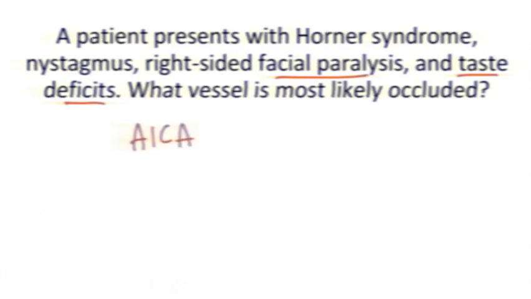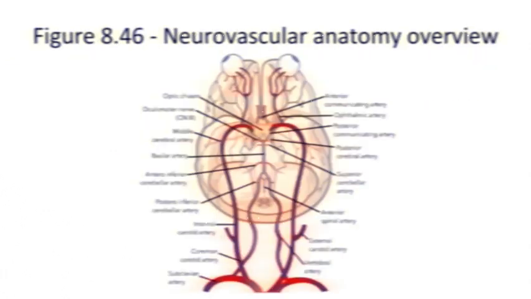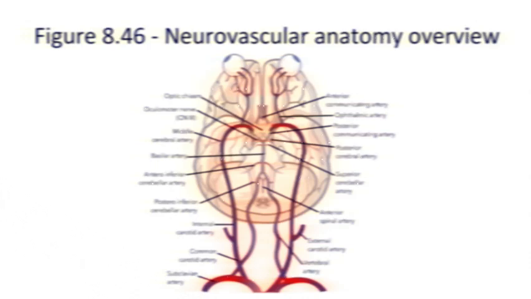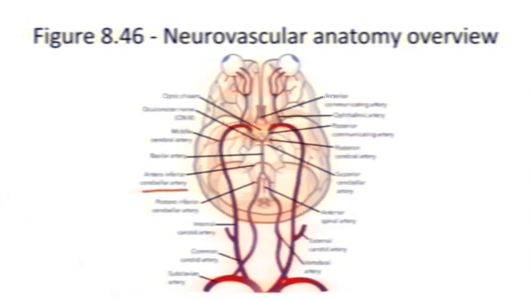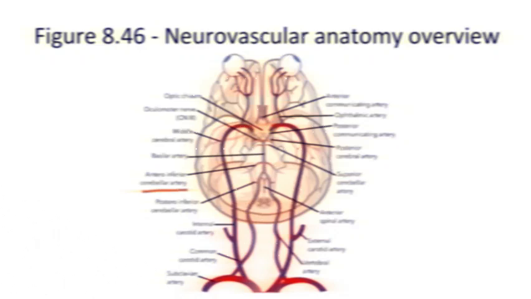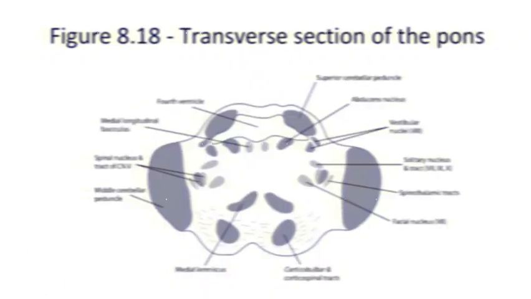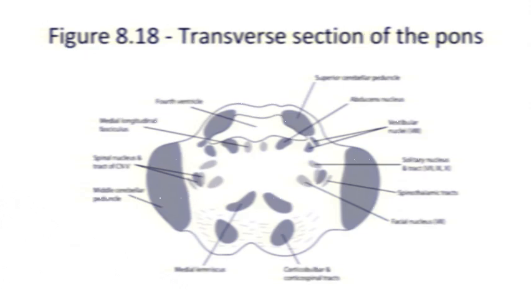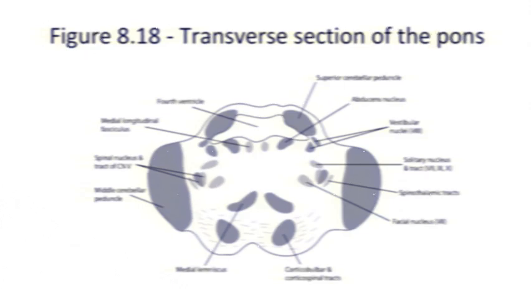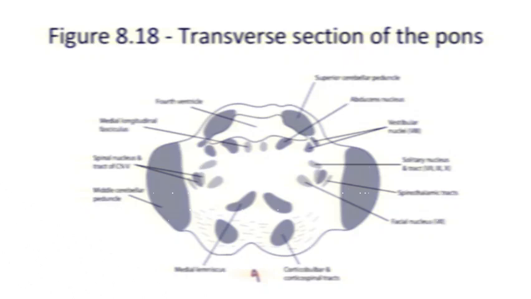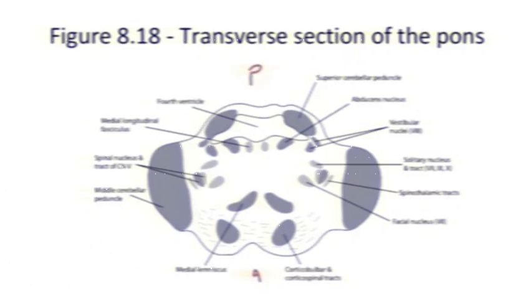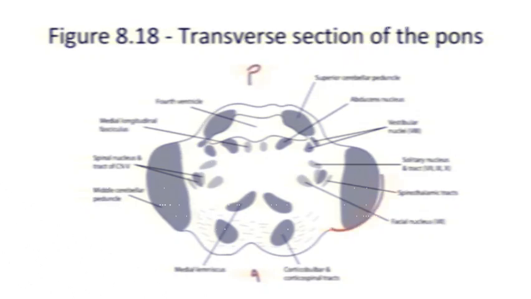Let's pull up some figures to make this clear. From figure 8.46, we can see that the AICA is right here. Again, notice how the AICA wraps around the lateral aspect of the pons, hence the name lateral pontine syndrome. From figure 8.18, which shows a transverse section of the pons, we can more clearly identify the structures that would be damaged in lateral pontine syndrome. Again, this is anterior and this is posterior. The AICA supplies blood to the lateral pons, or approximately this region here.